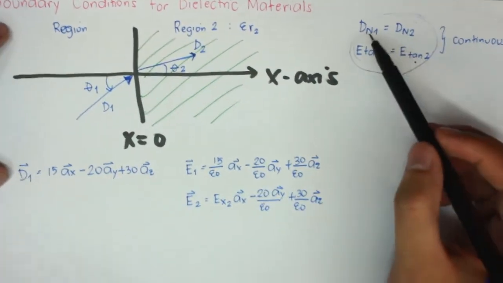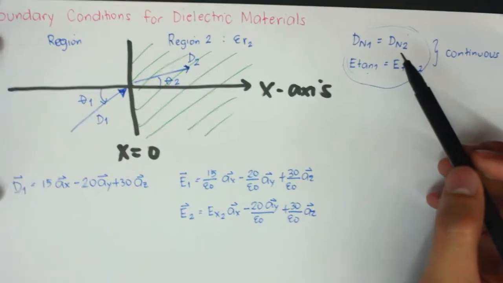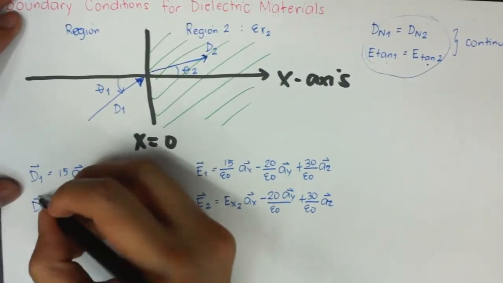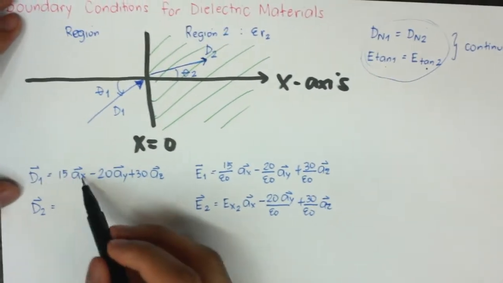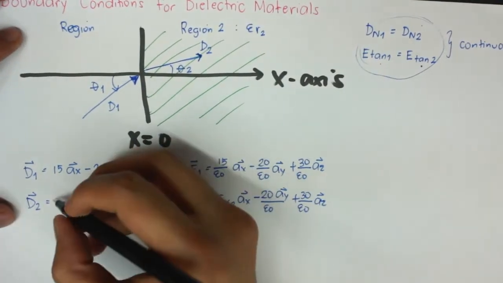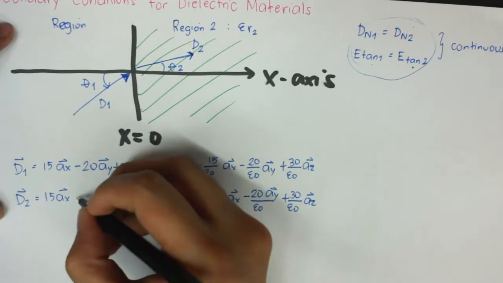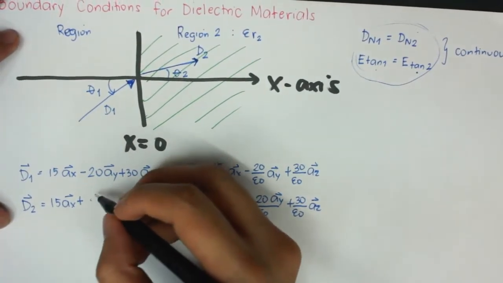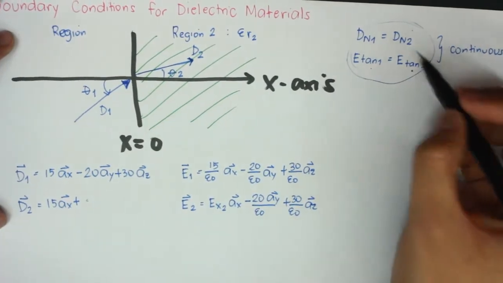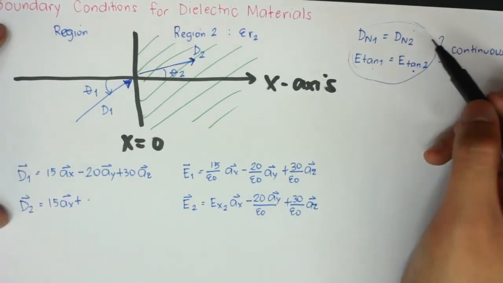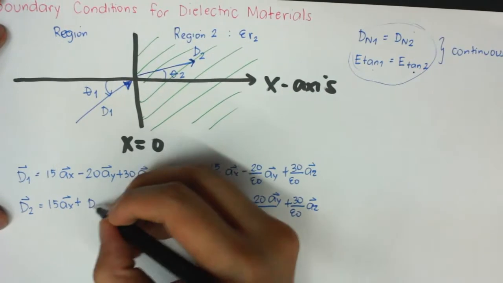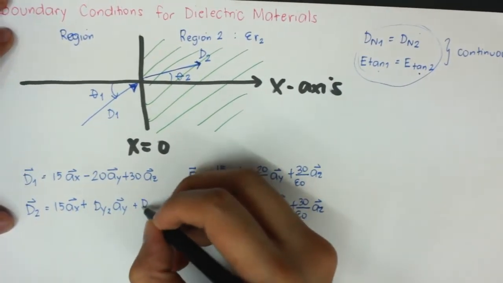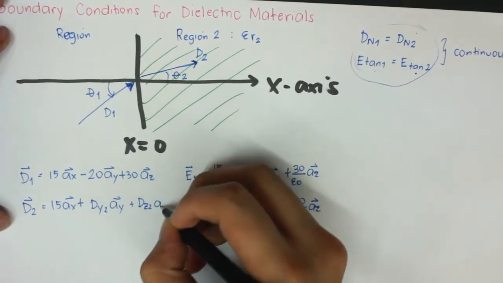Then sabi rin natin, yung normal components ng electric flux density ay equal. So yung normal ay yung x component. So 15 ax hat plus, hindi natin alam sa ngayon yung tangential, since sabi lang sa boundary conditions, yung normal components yung equal. So let's designate those as dy2 ay hat plus dz2 az hat.